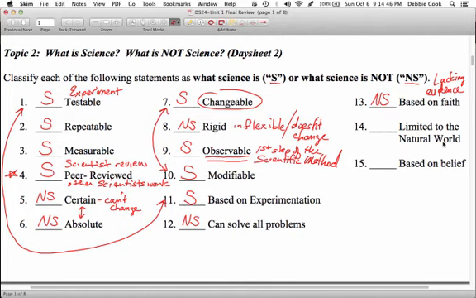14, is science limited to the natural world? Well, the natural world is the opposite of based on faith. So because these are opposites to one another, we know that science is limited to the natural world, things that can be observed. Number 15, our last one, is asking whether or not science is based on belief. Science being based on belief is the same thing as science being based on faith. So 13 and 15 mean the same thing. And if 13 is saying that science is not based on faith, obviously science is not based on belief.